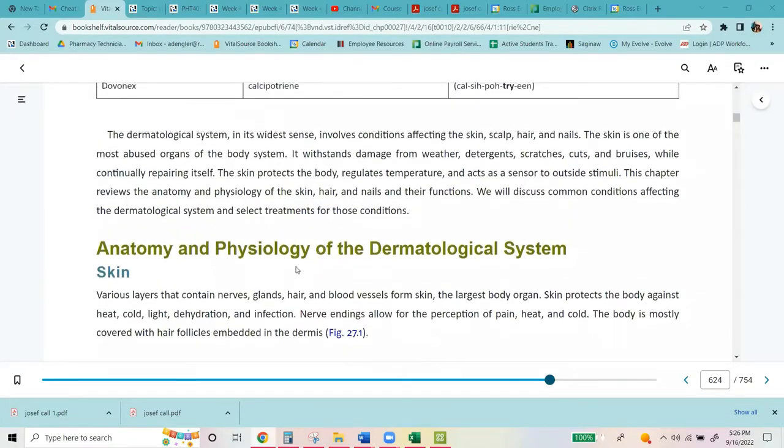The dermatological system, in its widest sense, involves conditions affecting our skin, scalp, hair, and nails. The skin is one of the most abused organs of the body system. It withstands damage from water, detergent, scratches, cuts, bruises, and it continually is repairing itself. The skin protects the body, regulates temperature, and acts as a sensor to outside stimuli.